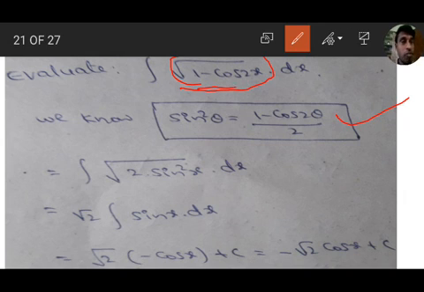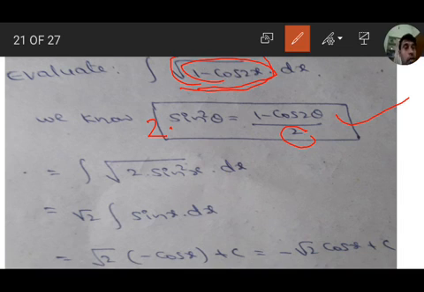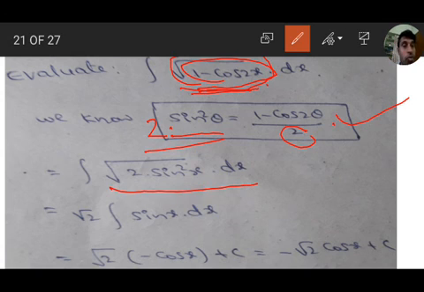It is in the form 1 minus cos 2x. Therefore this 2 comes to this side. We get 2 into sin square theta equal to 1 minus cos 2 theta. Therefore 1 minus cos 2 theta equal to 2 sin square theta. So here instead of theta we have x. Therefore integration square root of 2 into sin square x.